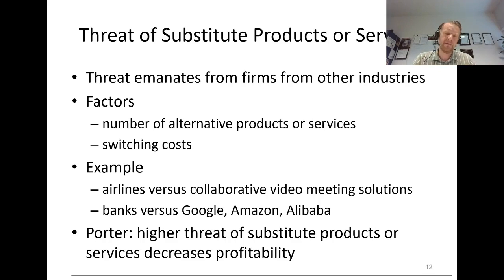What I expect in the future as well, this is not very much the case yet, but I expect it to happen, is a threat between banks or financial institution providers, even insurance providers, versus Google, Amazon, and Alibaba. Google, Amazon, and Alibaba are going to start offering banking products or insurance products, I expect, in the near future.